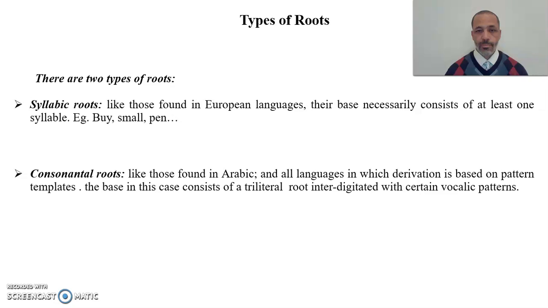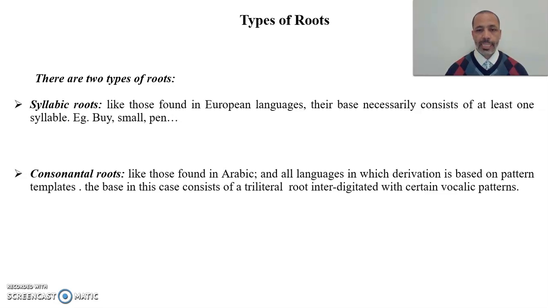The second type of roots is called consonantal roots. This kind of root is found especially in Semitic languages like Arabic, and all languages in which derivation is based on patterns and templates. The base in this case consists of a triliteral root, interdigitated with certain vocalic patterns.